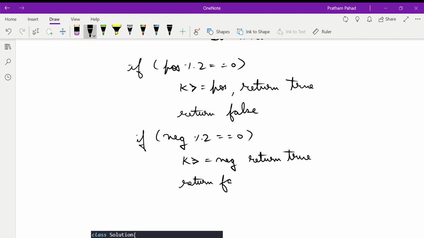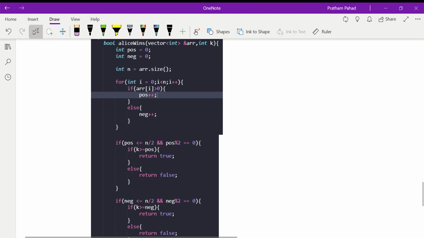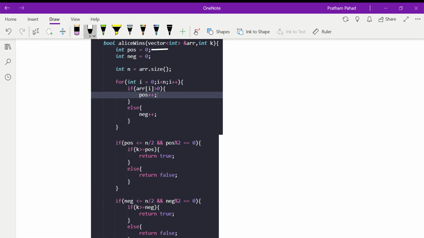These are the only two cases based on my observation which will give us a correct answer. Let's see the code as well. Firstly, initialize positive and negative with 0. Count the frequency of positives and negatives. If your array of i is greater than 0, increase your positive count, otherwise increase your negative count.